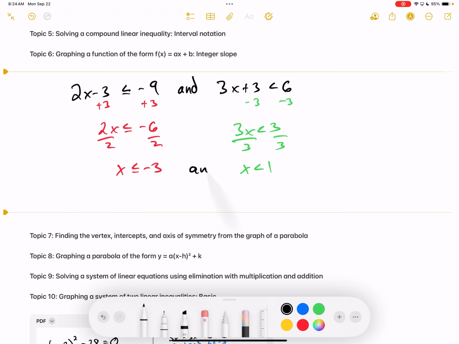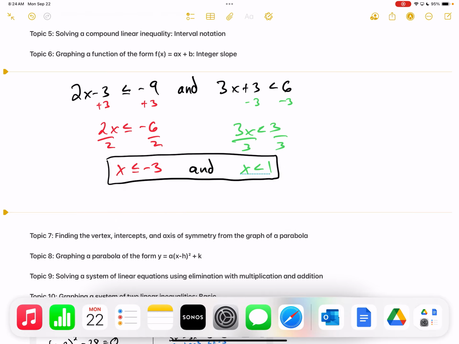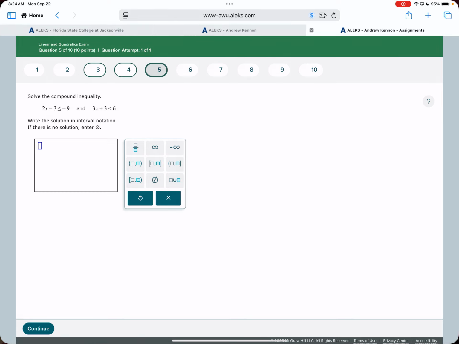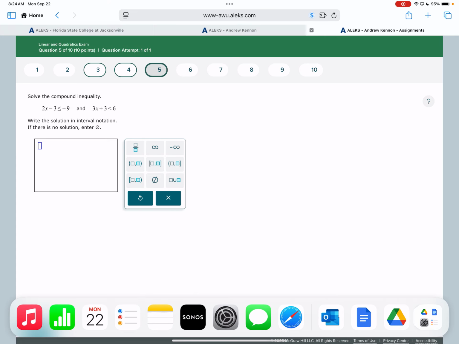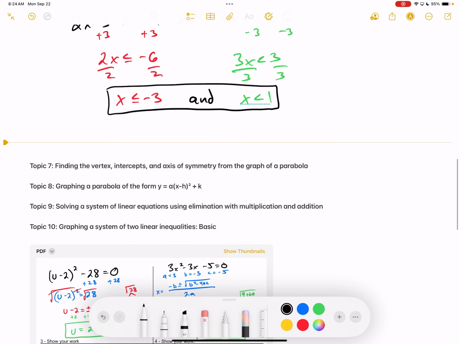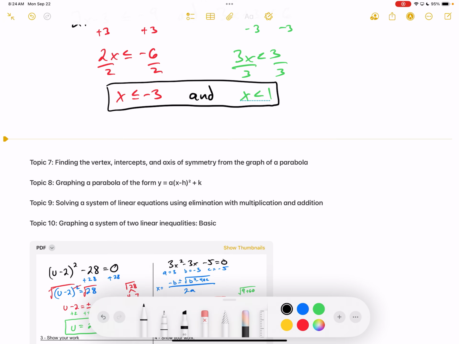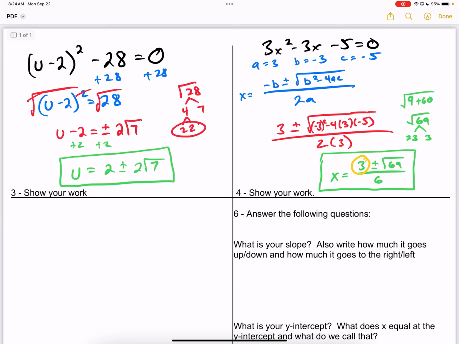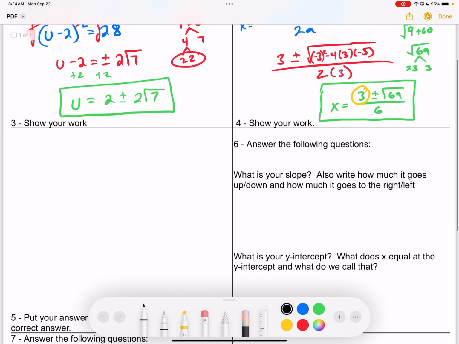All right, so now I need to put this on a number line and say my answer is what my worksheet says. Oh, this says write the solution in interval notation. So this is the best way to do this. Again, you're welcome to show that part on the work page, but you do not have to. It says x is less than or equal to negative 3 and x is less than 1. I'll go ahead and rewrite that real quick so I don't forget it. Was it negative 1? Positive 1. Okay, positive 1.